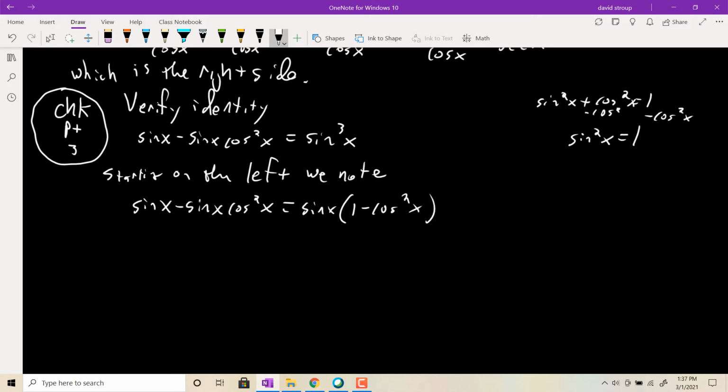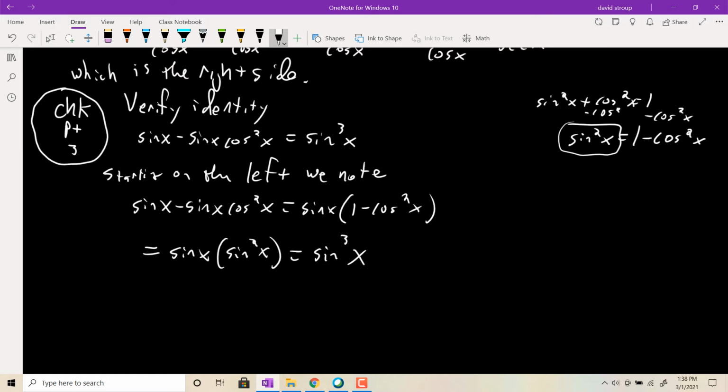But here, look, you have a substitution for 1 minus cosine squared. That's just sine squared. So you could take that and put that into our expression. So you have sine x times sine squared x. And then you have basically 3 factors of sine. If you multiply them all out, you get sine cubed x, which is the right-hand side, which is what we wanted to show. Okay, so once you've done that, you're done.